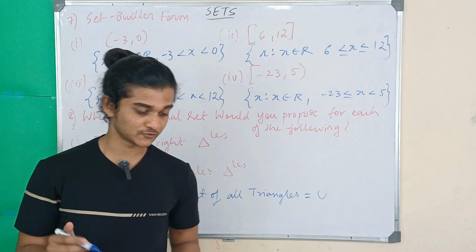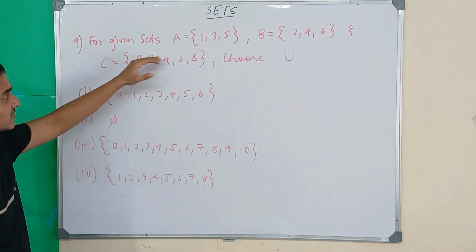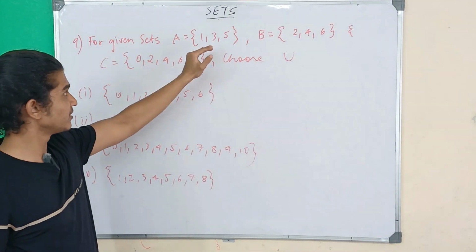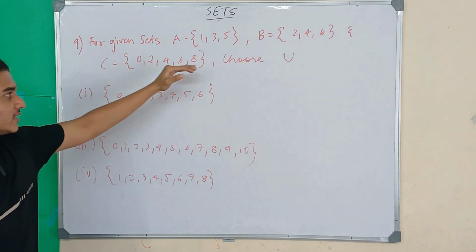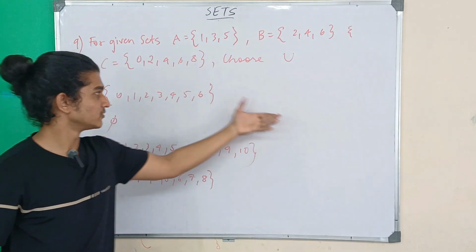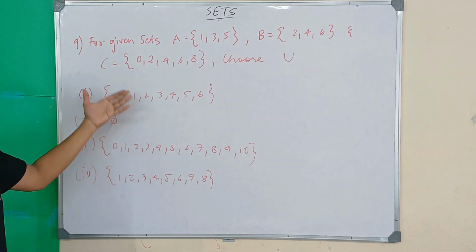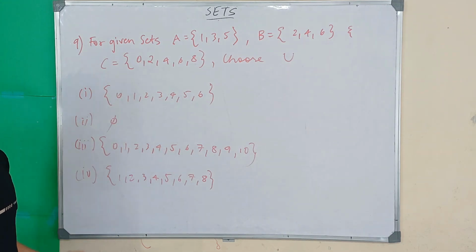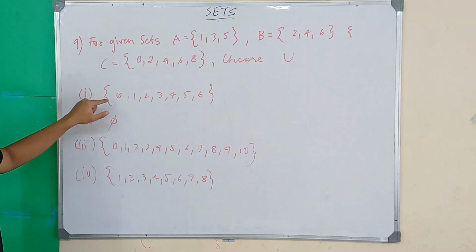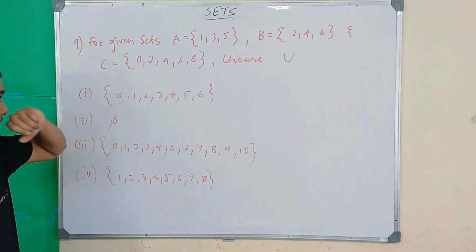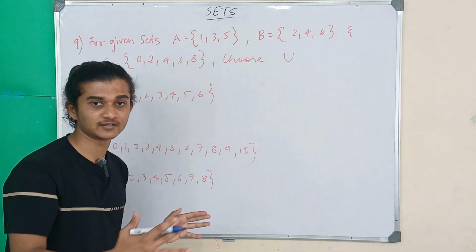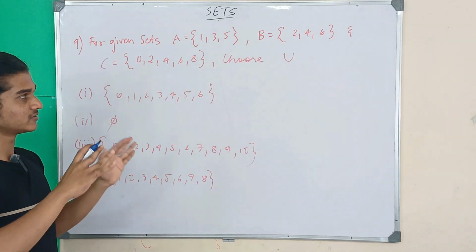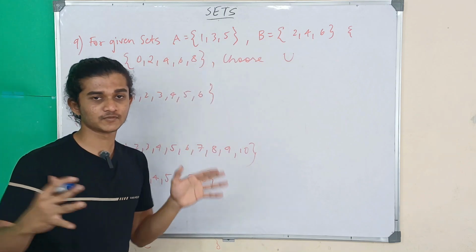So let us try to solve the last one. The last problem: for the given sets A equal to {1, 2, 3}, {1, 3, 5}, B equal to {2, 4, 6}, C equal to {0, 2, 4, 6, 8}, we have to choose the universal set. Which among these four sets can you choose as the universal set for all these three sets? Let us see with the first one, 0 1 2 3 4 5 6. As I told you, in a universal set all these sets should be contained. It's like a big mother set in which all the small sets are combined.